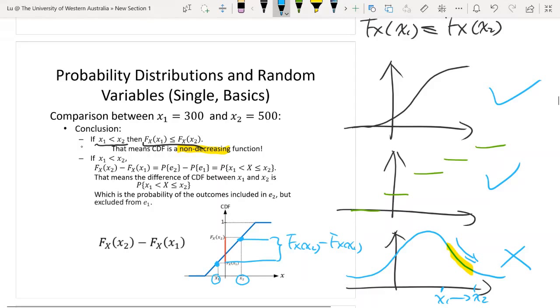So here we are showing this explanation in a mathematical way. The difference between the CDF function values indicates the probability of the event where the random variable capital X value falls in between x1 and x2.